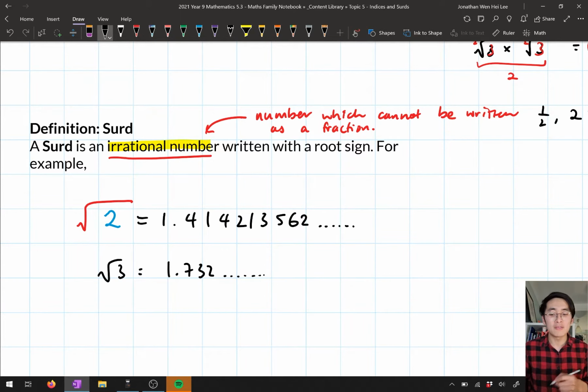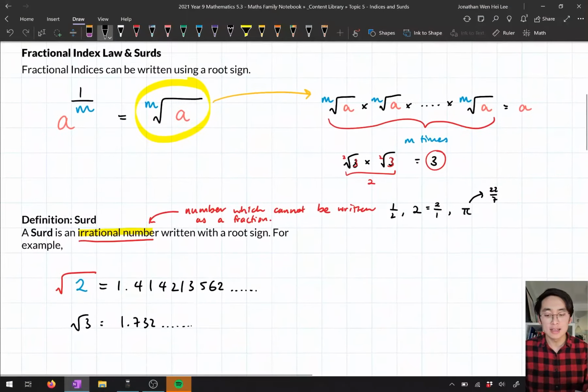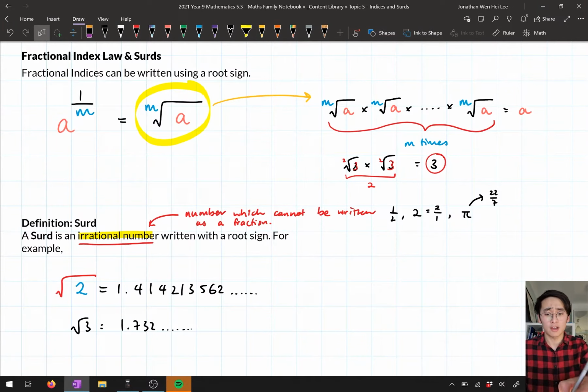And so whenever you see a surd, it is basically a type of number where we can write it with a square root. And often when we deal with these fractional indices, it's going to result in these surds. Because if you have a look, when we take the fractional index with m, that just means I take that mth root. And so it's going to involve that root sign. Okay, so I hope that wasn't too confusing.